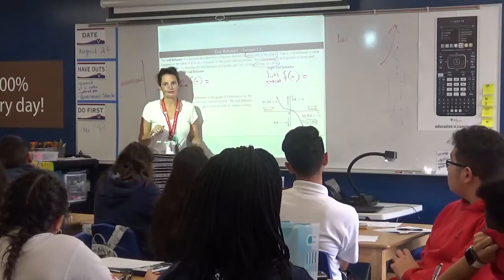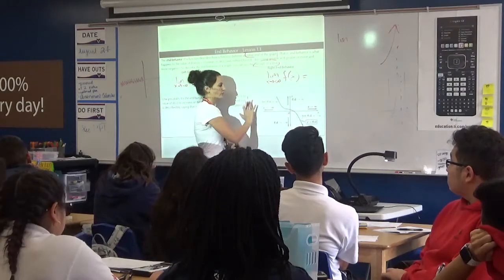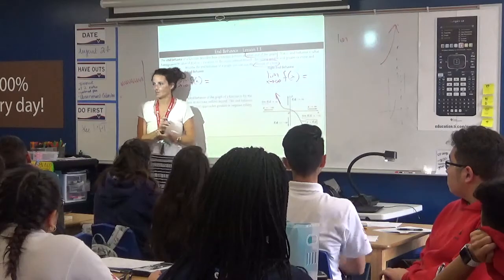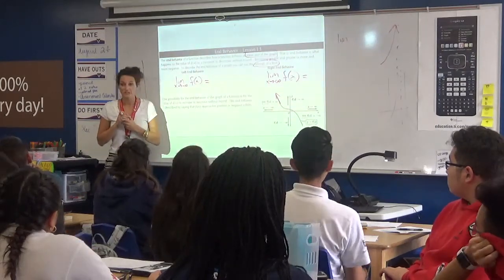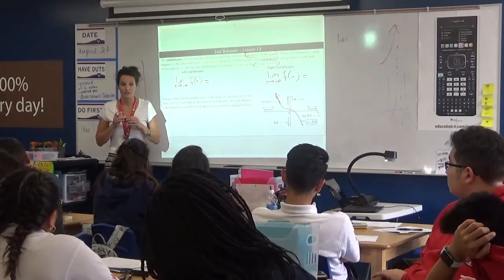Looking at this graph, how would you describe to me, in your own words, what's happening on the left side of our graph? Let's not worry about limit notation. How would you describe what's happening to the y values on that side? Where are the y values headed?